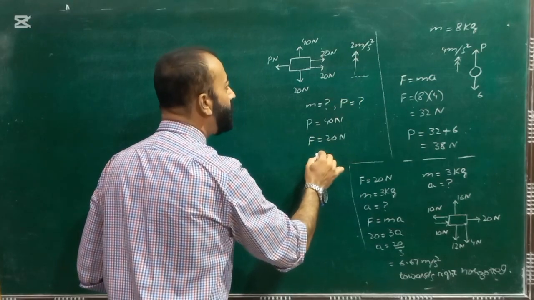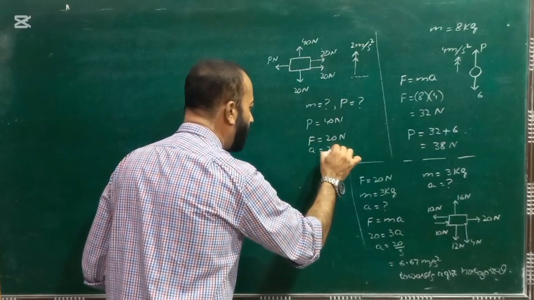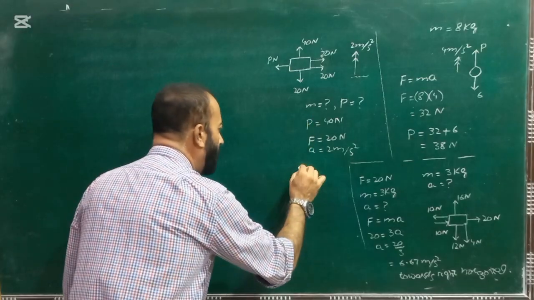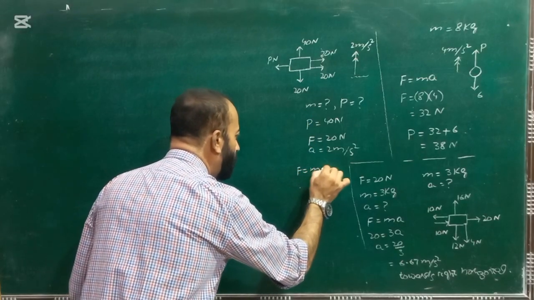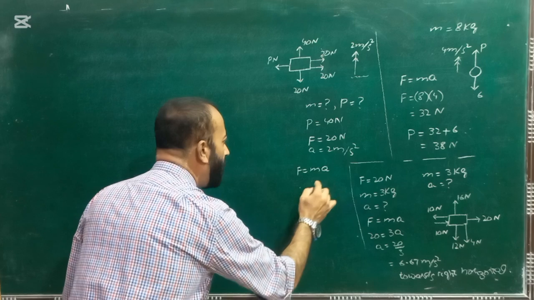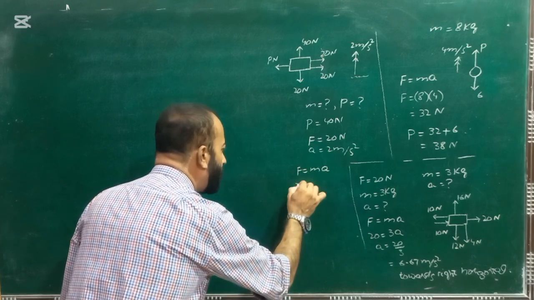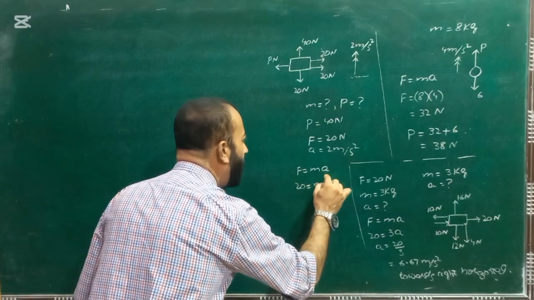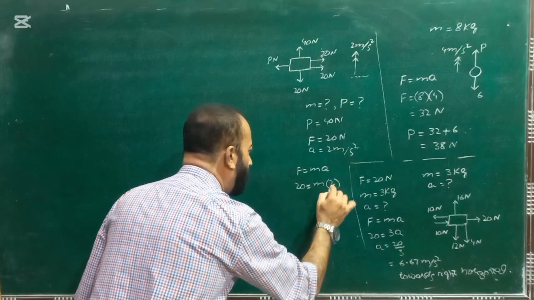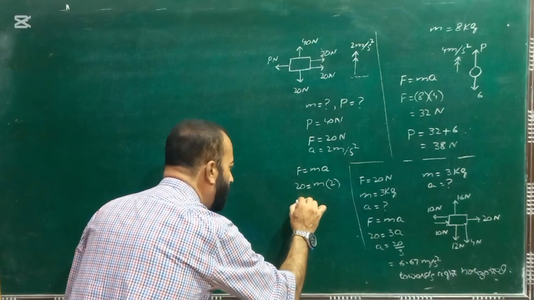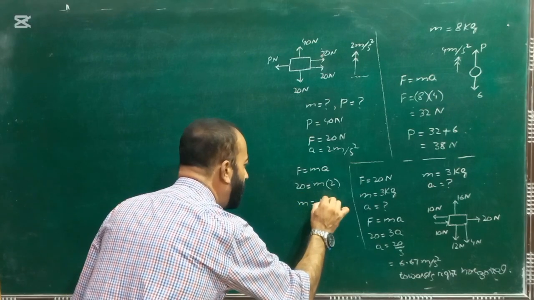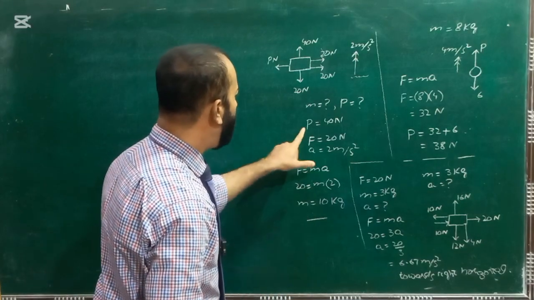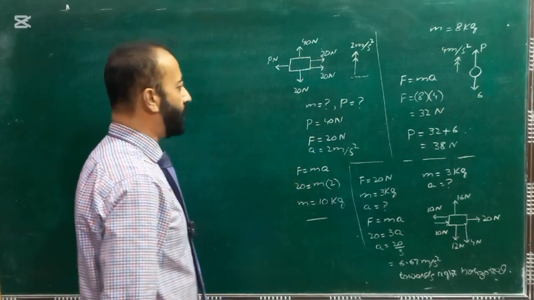Acceleration produced is 2 meter per second square, and the requirement is now m. So the formula used will be F is equal to ma. Putting values into the formula, F is 20, m is the requirement, and a is 2. From here, 2 will come to the denominator, so m is equal to 10 kg. So m is 10, and this is the answer.